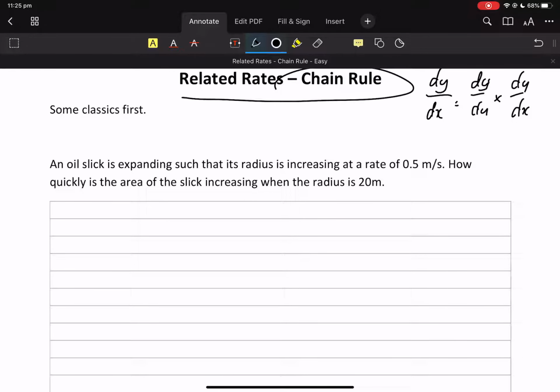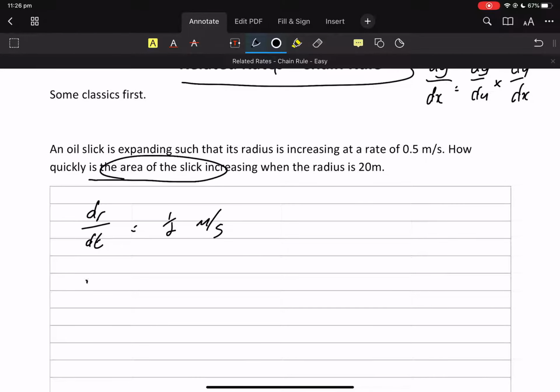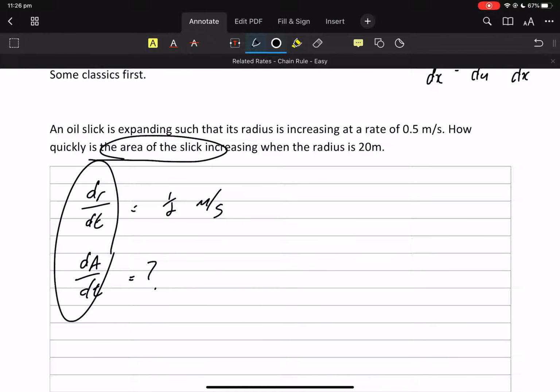An oil slick is expanding such that the radius... So the radius is actually changing in size over time. So it's changing at 0.5 metres per second. So the radius is changing in a distance with respect to time. So it's dr dt. And we're wanting to find the rate the area is going up. So that would be dA dt. And that's got a big question mark. So we're going to play with these two things there and simply go dA dt.